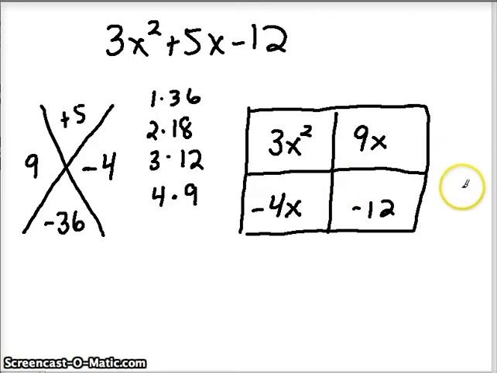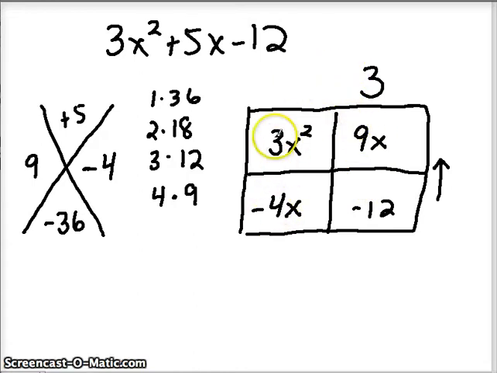Alright, here comes the tricky part. We're going to GCF again. But we're going to GCF by rows and by columns. So we're looking up and down. We're just going up. And we're going to put that GCF up here. What's the greatest common factor between negative 12 and 9x? Well, if you know, it's 3.